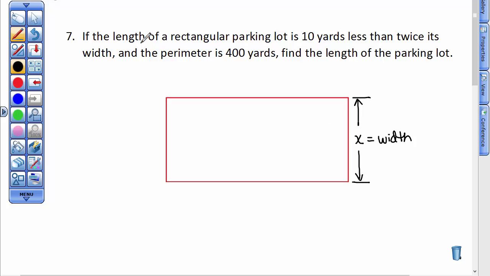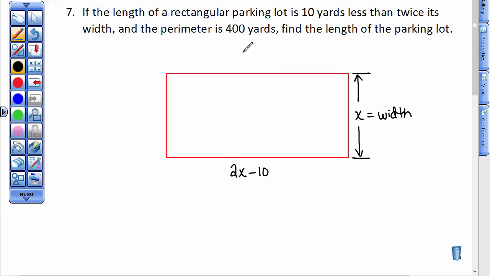So remember, the length, the long side, is 10 yards less than, that means I'm going to have to subtract 10 from something, twice its width. So if the width is x, twice its width is 2x, and then I want that to be 10 yards less than twice its width. So now I'm going to go ahead and put a 2x minus 10 up here as well, because these two sides are the same, and I'm going to put an x over here.